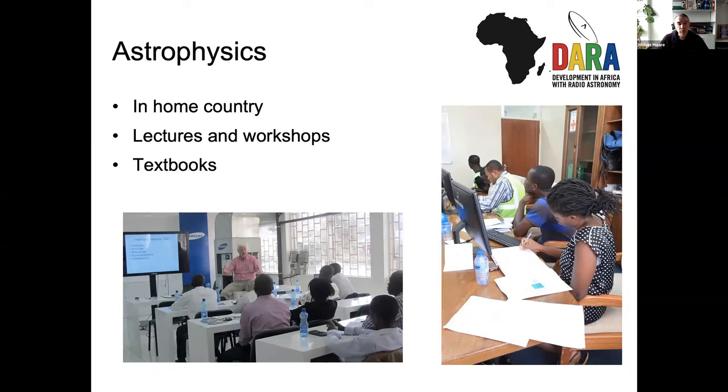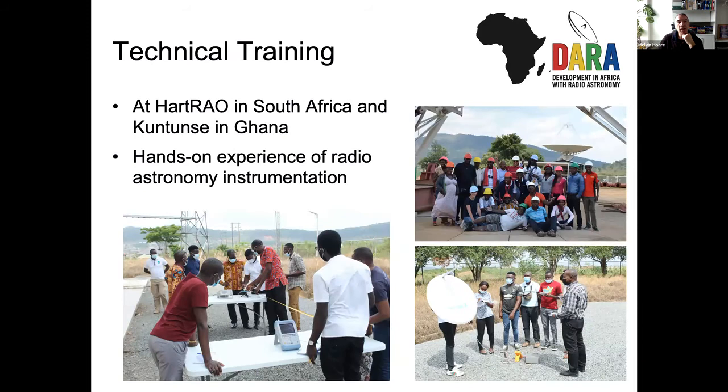The kind of teaching that we were doing: we would introduce people to astrophysics, especially as a lot of them had no previous knowledge of astrophysics at all. That was the first part. And then delivering technical training at radio astronomy observatories. Initially this was focused at Hartebeesthoek in South Africa, as you can see on the top right here. But more recently, these pictures are from the recent training that has been taking place at the newly converted radio astronomy observatory in Ghana.